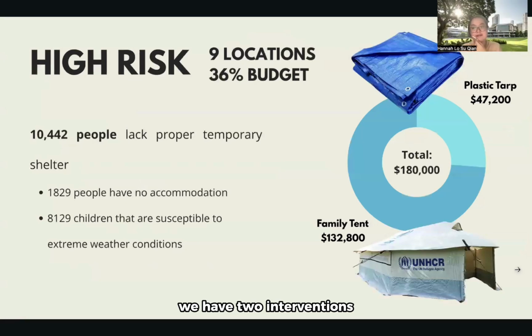For high-risk sites, we have two interventions, namely plastic tarps and family tents. With 9 high-risk locations and 36% of the budget, which is about 4% per location, we intend to focus our intervention on those who really need basic temporary shelter.